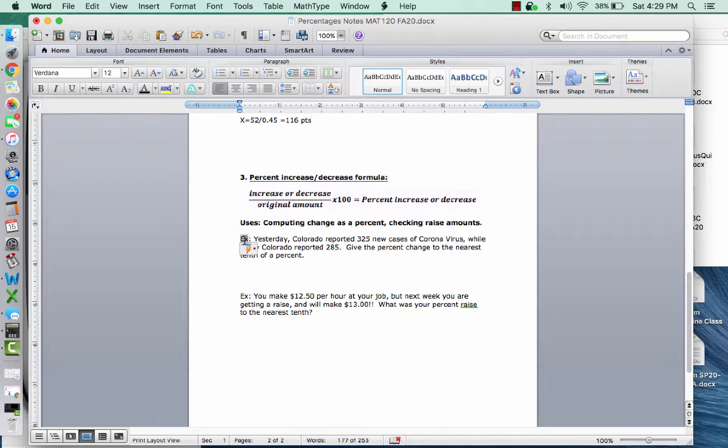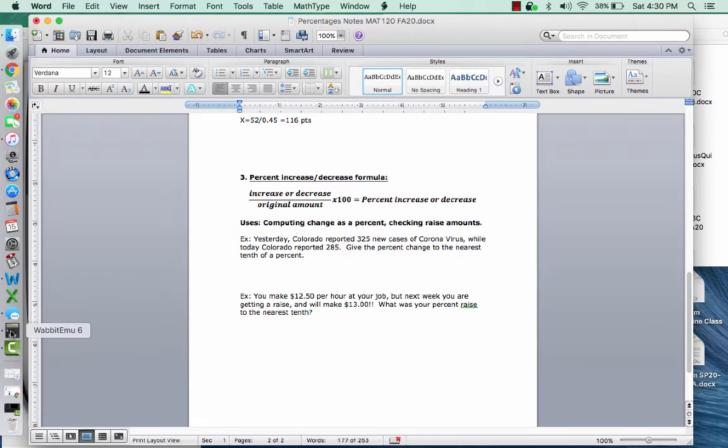The uses of this formula are, for example, computing a raw change as a percent, or checking raise amounts, like I went from this pay to that pay, let's see what my raise amount was. Another example, and you'll see this a lot in the news, is the percent change of new reported cases for one state over the course of a week or a day. So I'm just doing day to day here. Let's say yesterday Colorado reported 325 new cases of corona, while today they reported 285 new cases. Give the percent change to the nearest tenth of a percent.